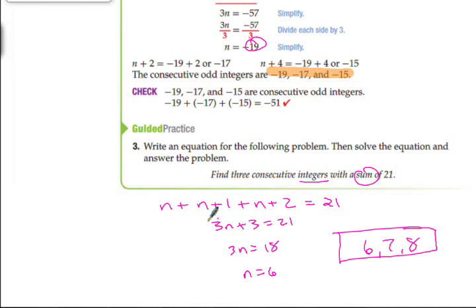So one step at a time, I combine my like terms. I can get 3n plus 3 equals 21. Subtract 3 from both sides, and I have 3n equals 18. Divide both sides by 3, and I have n equals 6. And then I have to make sure not to stop there. My answer here is 6, 7, and 8.